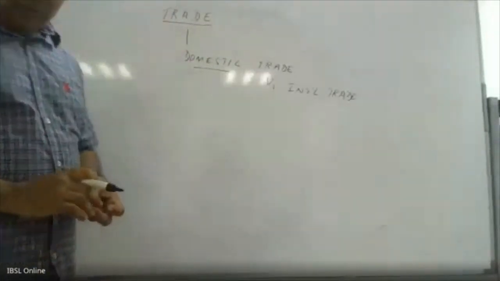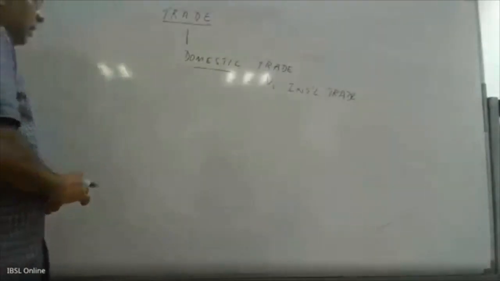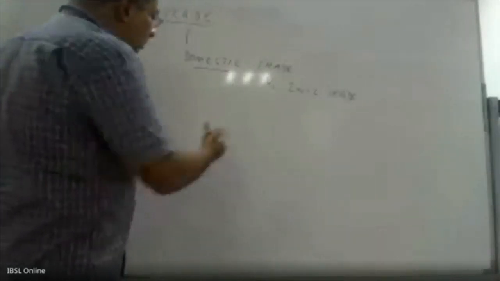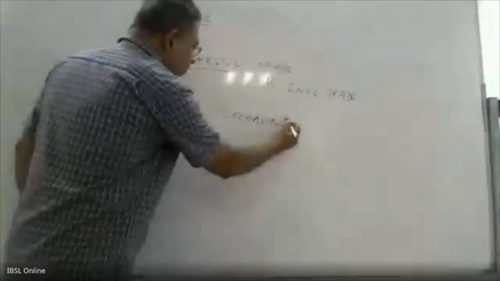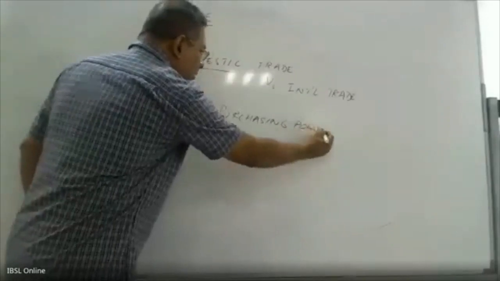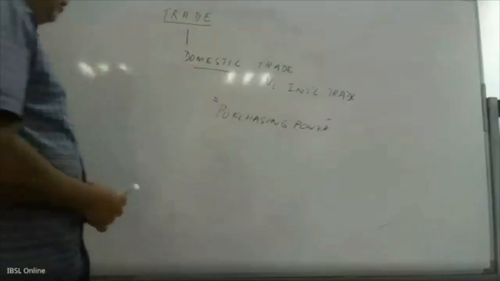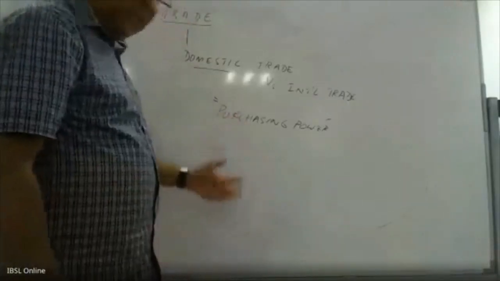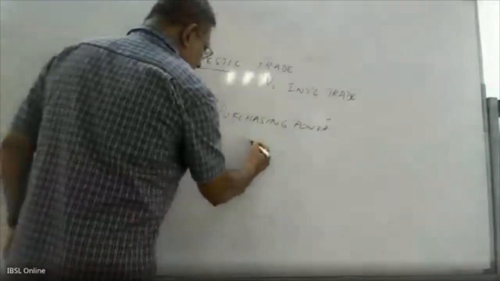So we'll discuss something about domestic trade before coming to international trade. I will take a small example of domestic trade. Say that with some purchasing power, you go to a boutique or to a shop, and with some money you want to buy a pair of shoes.